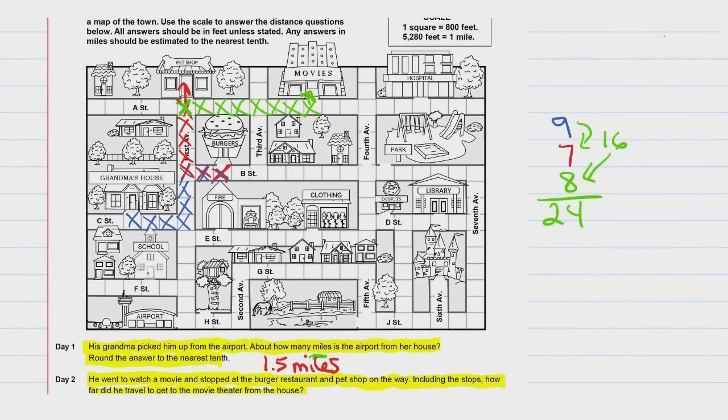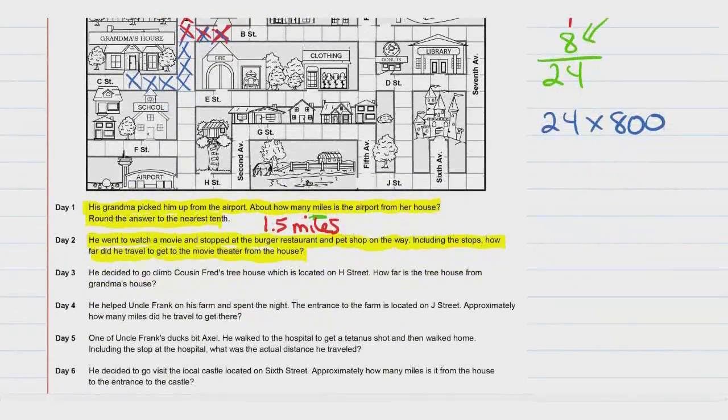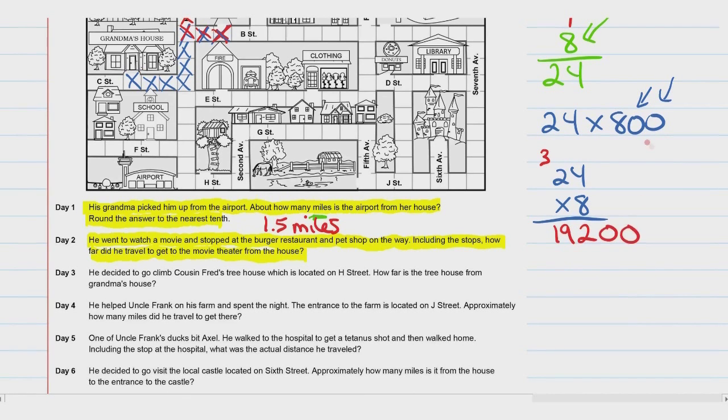So all we do is multiply 24 times 800 because 1 square equals 800 feet. Remember, I don't care about these 2 zeros right here until I'm done. So all I'm going to do is multiply 8 times 24. 8 times 4 is 32. So I write a 2 right here, carry the 3. 8 times 2 is 16 plus 3 gives us 19. Then I put back in the 2 zeros because there was 2 zeros right there. So I get 19,200 feet. And I do not have to calculate that into miles.